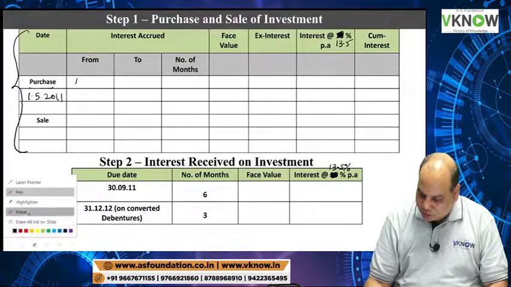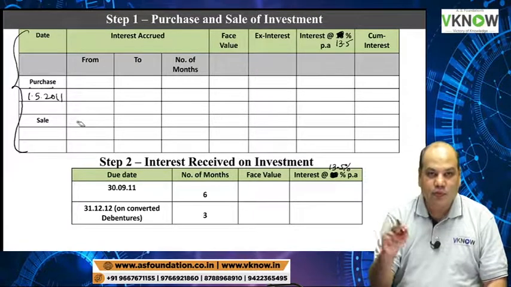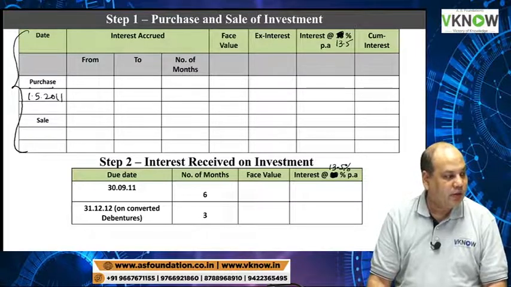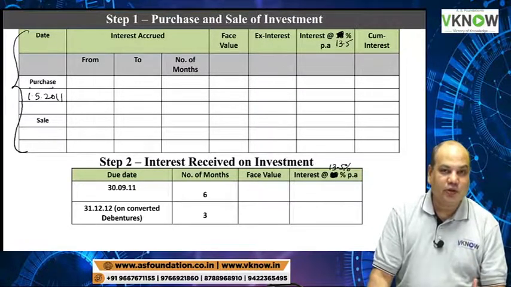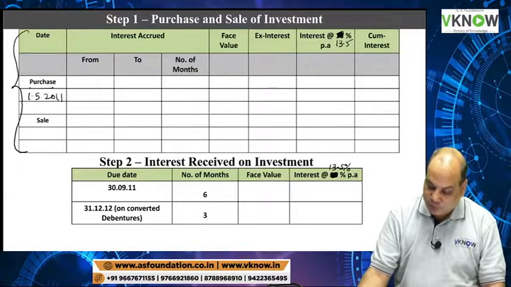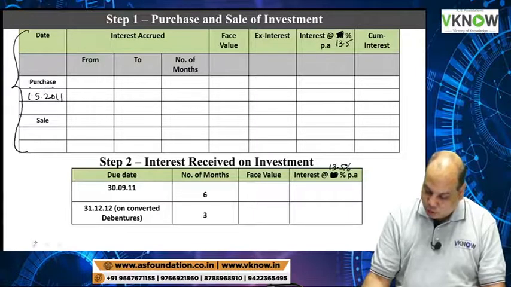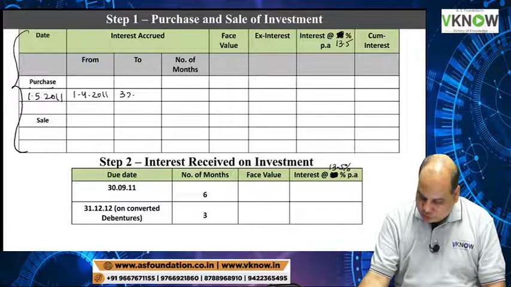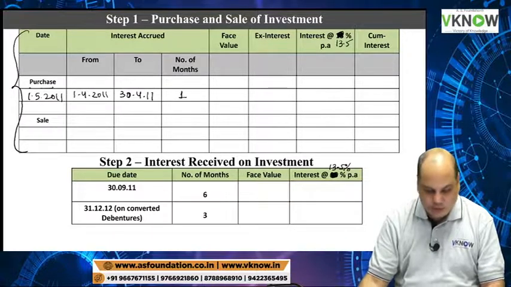Interest will accrue from which date to which date? What is the interest payment date? The interest payment date is 31st March and 30th September. So up to 31st March, interest will start accruing from 1st April 2011 to 30th April 2011, only 1 month.